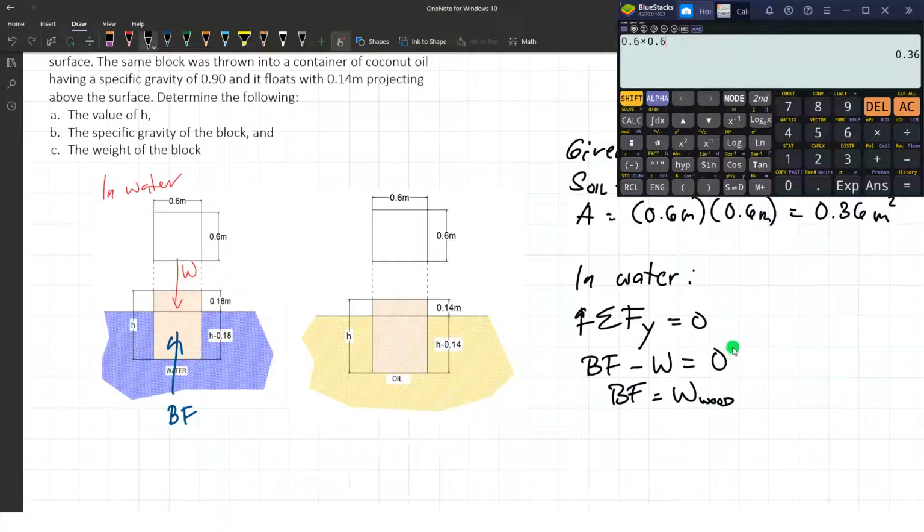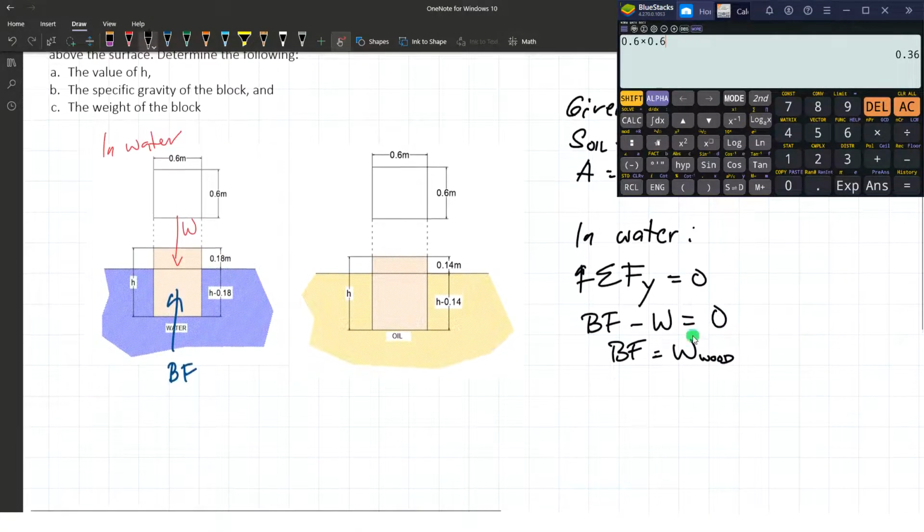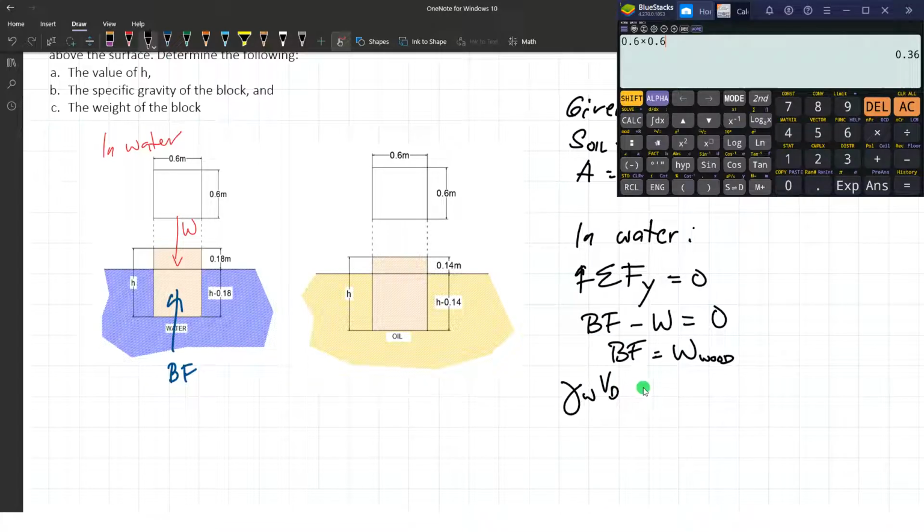To solve this, we can simply write that the buoyant force is the product of the unit weight of water by the volume displaced. That equals the weight of wood, the unit weight of wood multiplied by the total volume of the wood.